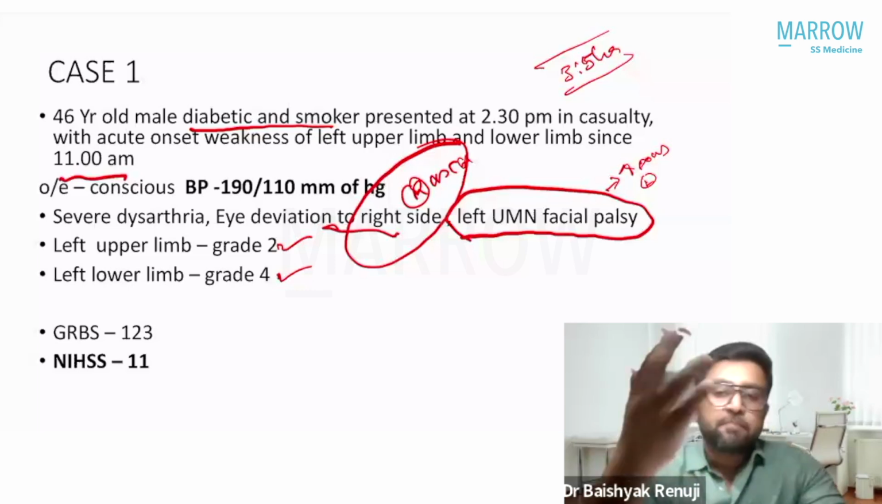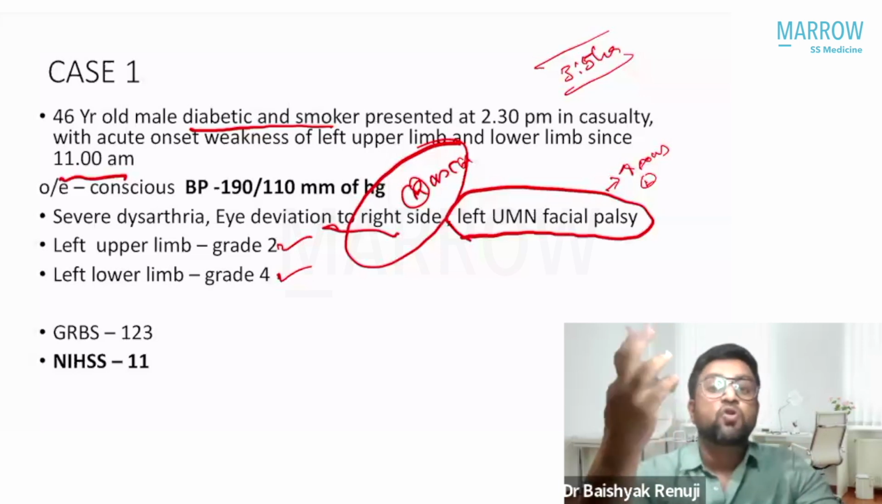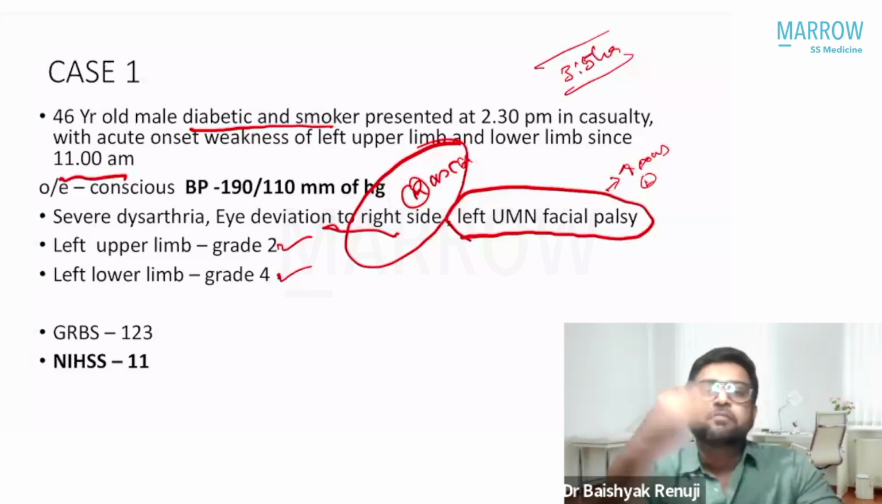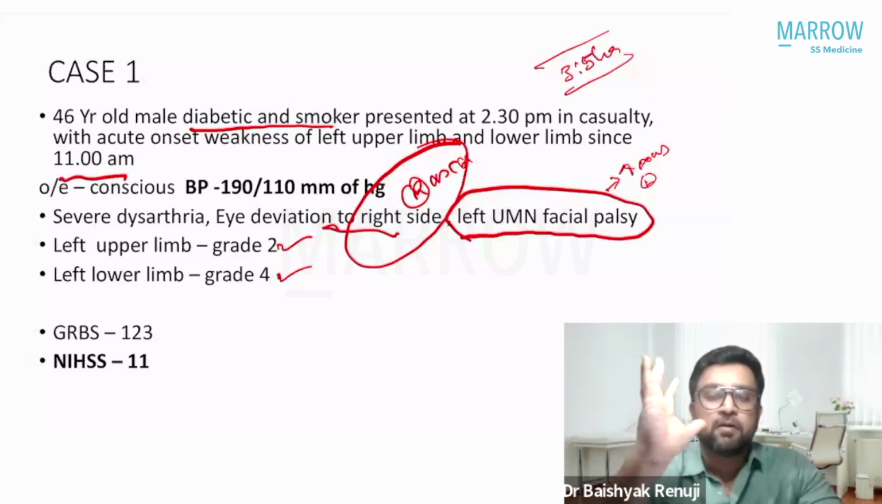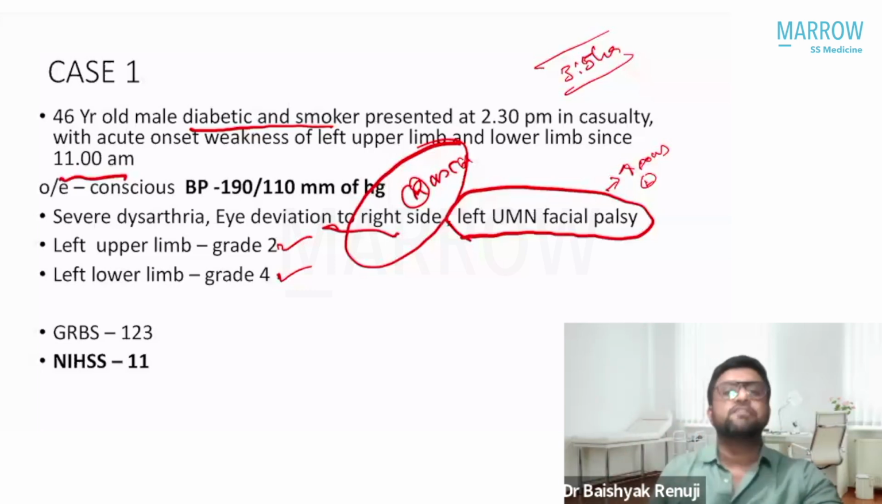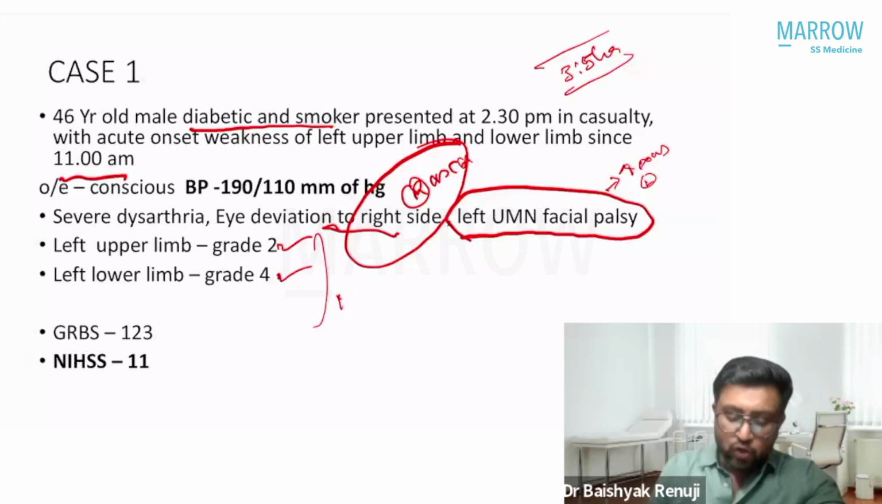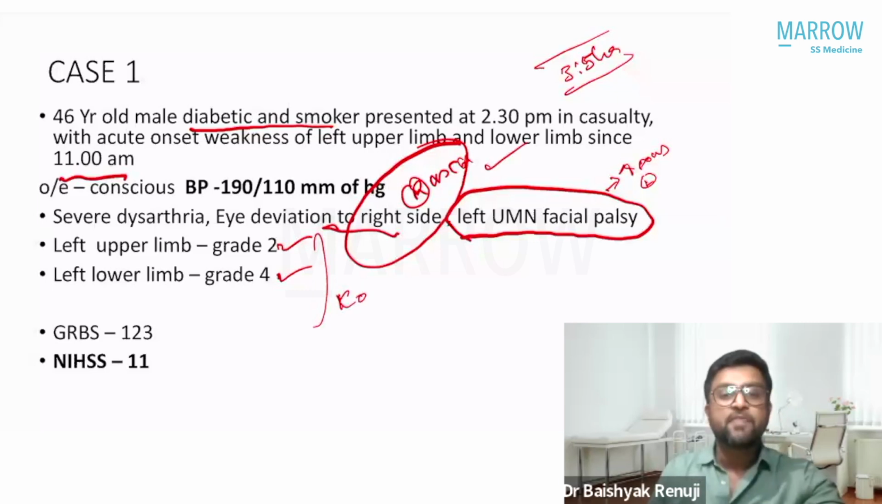So what does that imply? You know that you have the motor homunculus. The maximum representation in the motor homunculus is for the face and upper limb, particularly the thumb. So whenever the motor cortex is involved, you will have significant weakness of the face and hand. Faciobrachial dominance can occur when the motor cortex is involved. This also tells me that it is more likely, not always, a cortical lesion.